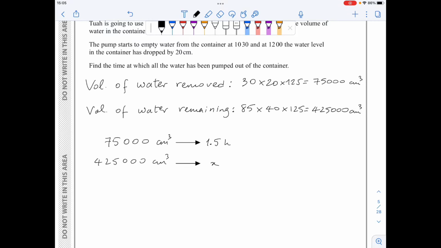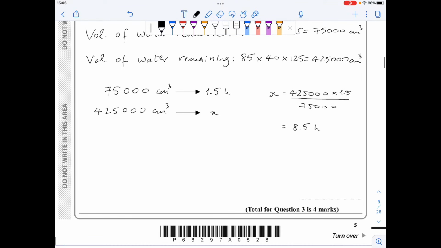So I can cross multiply, and x will be 425,000 by 1.5 hours over 75,000, and this will be 8.5 hours for the remaining water, which means from 12 I will add another 8 hours and 30 minutes, and I will go up to 2030, that's 8:30 p.m.